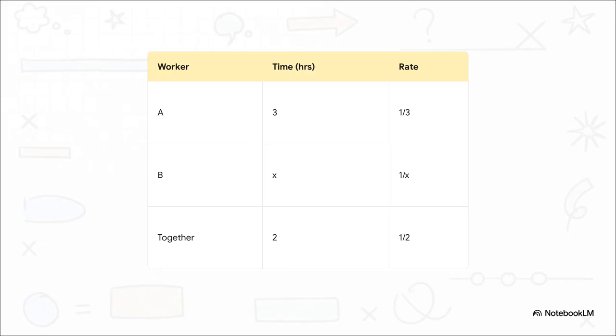Think about the rates. If Person A takes 3 hours to do one job, well, they complete 1/3 of the job per hour. Person B takes an unknown number of hours, let's call it x, so their rate is 1/x. Working together, they take 2 hours, meaning their combined rate is 1/2 of the job per hour. Since they're working together, we just add their individual rates. So our equation is 1/3 plus 1/x equals 1/2.